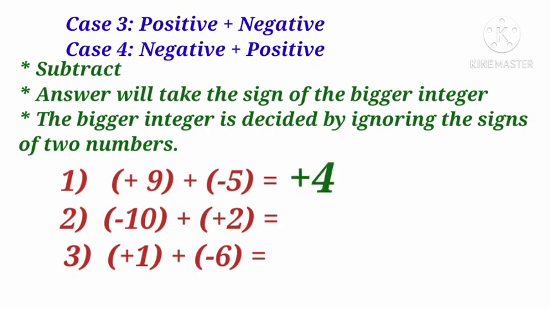Children, let us see the second example. If we subtract, we get 8. What is the sign of the answer? Yes, if we avoid the sign of the two integers, here 10 is larger, its sign is minus. So answer is minus 8. Children, can you solve the third problem? Here, if we subtract 1 from 6, we get 5. What is the sign of the answer? Yes, here, if we avoid the sign of the two integers, 6 is larger. Its sign is minus, so answer take negative sign. So, the answer is minus 5.